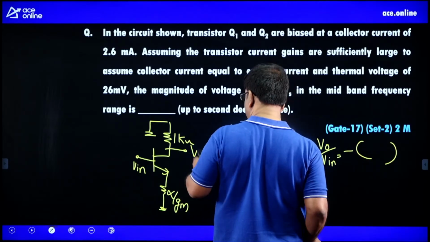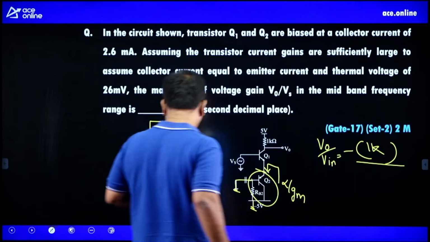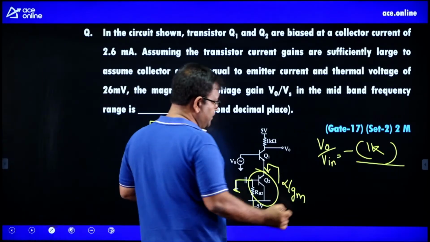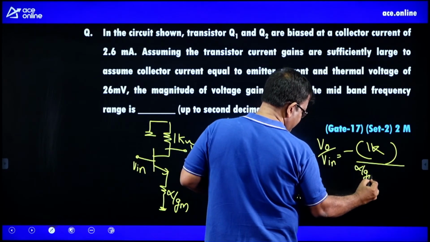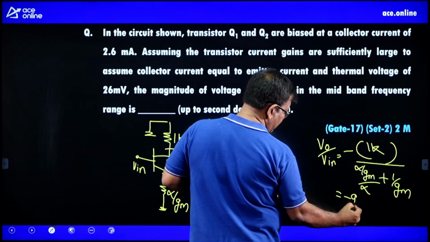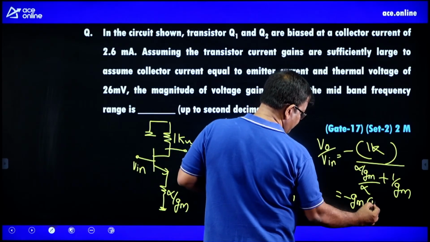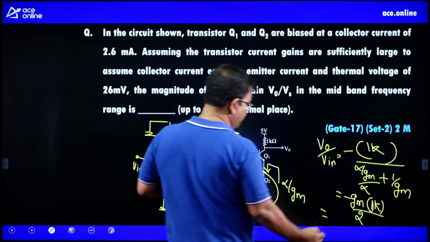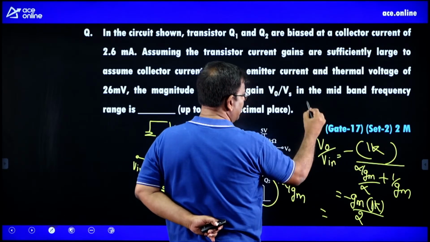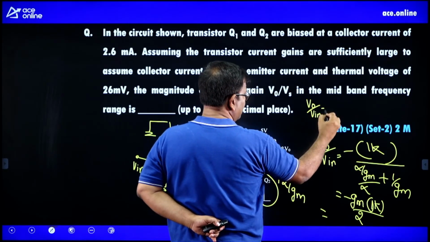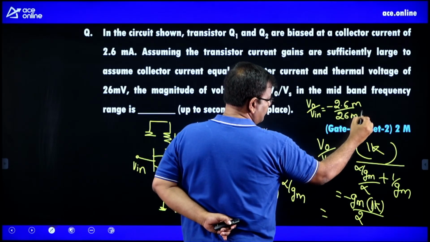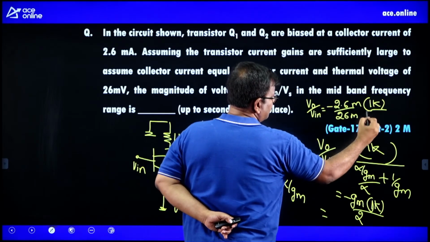So what are the resistors in the numerator? 1K. And imagine IC here and IC here. So this is alpha by Gm by alpha plus 1 by Gm. Alpha alpha gets cancelled, minus Gm RC by 2. So this is the solution. So what is Gm? IC by VT. So Gm is IC by VT, minus 2.6 milli by 26 milli by 2 into 1K by 2.